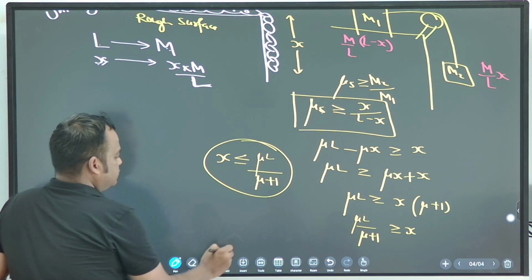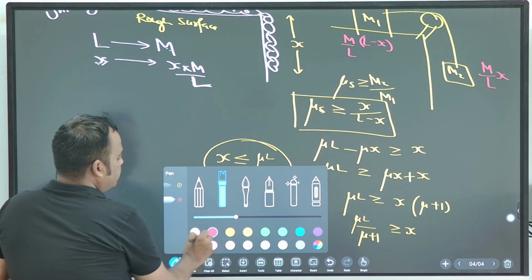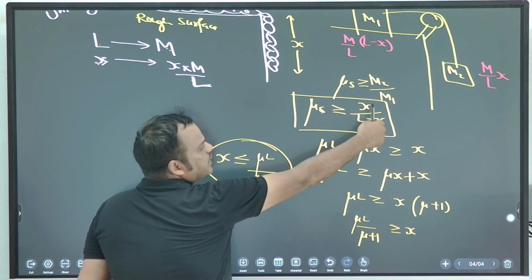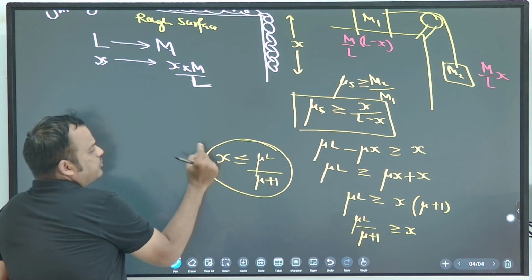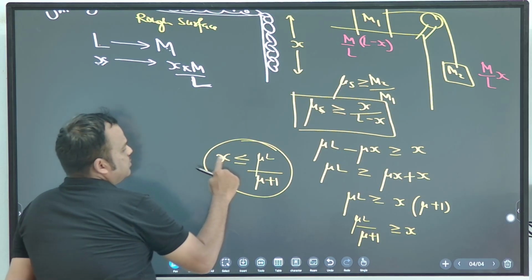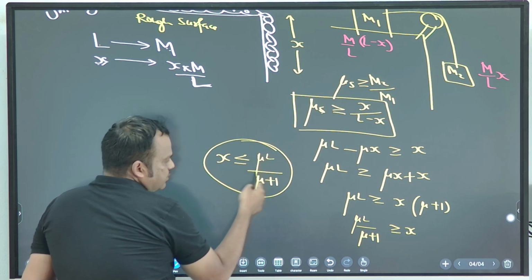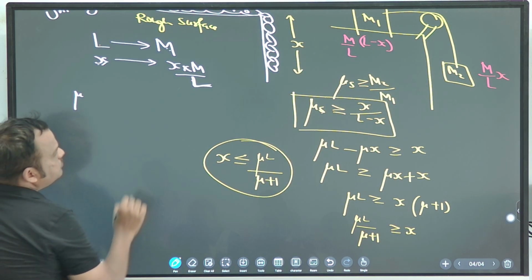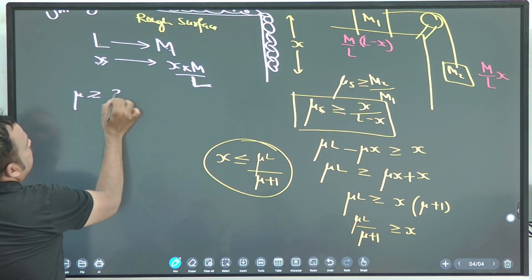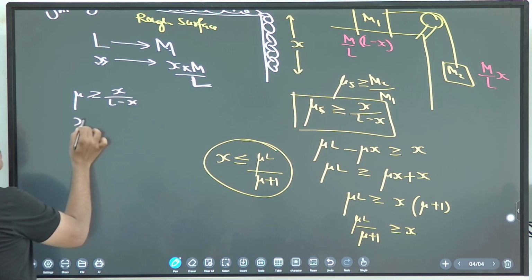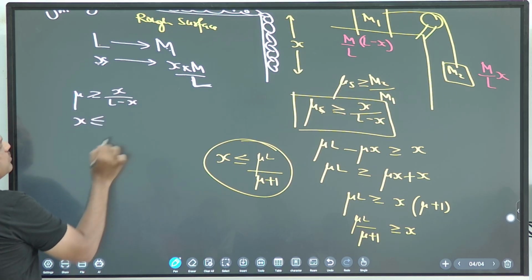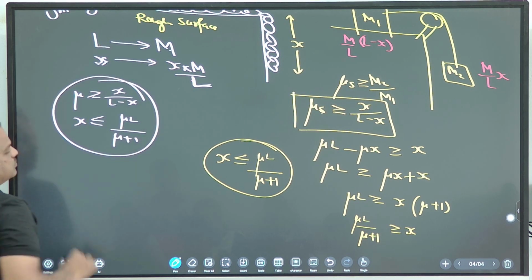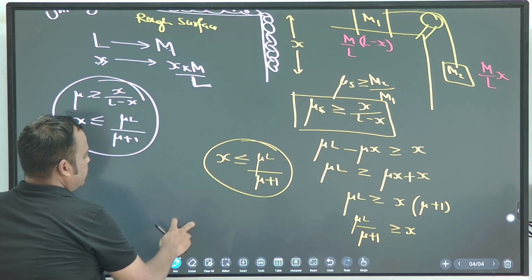So two formulas. One formula for mu in terms of X and L. One formula for X in terms of mu and L. Okay, clear? So what is the formula for mu? Must be greater than or equal to X upon L minus X. What is the formula for X? Must be less than or equal to mu L by mu plus 1. Okay, clear? So remember this.